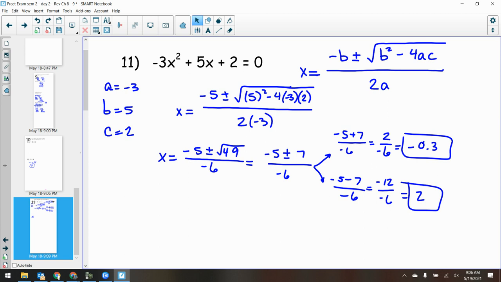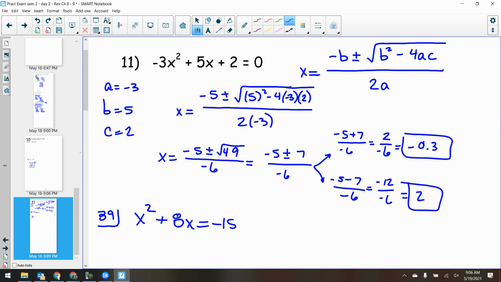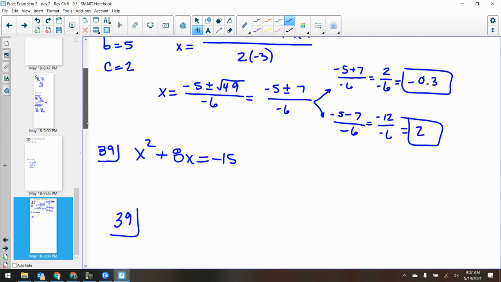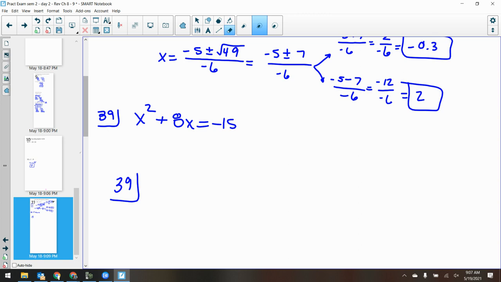Okay, so I'm just going to write down 39 down here while we're waiting. 39 is x squared plus 8x is equal to negative 15. You get it? Yeah. Perfect. All right. And this says solve by completing the square.